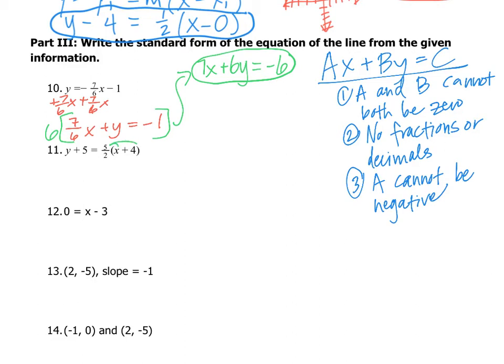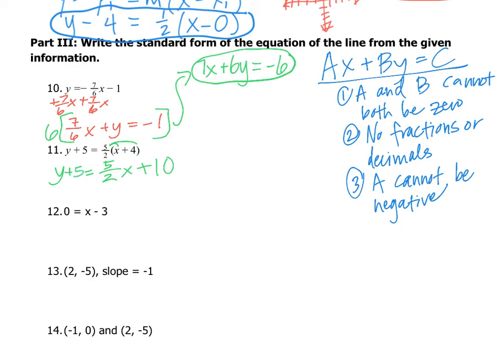And when we distribute, we're going to get 5/2 x plus 10. How I got that was I asked myself, how many 4s are in 2? There are 2. And then multiply that 2 by 5, which is 10. And then the left side stays the same.